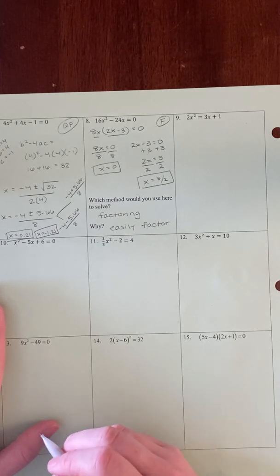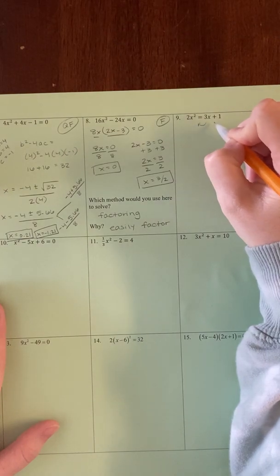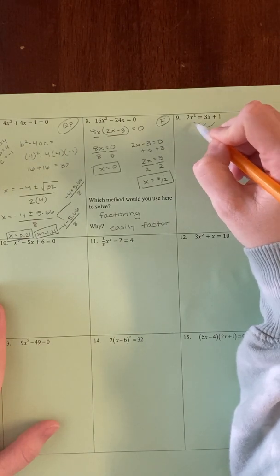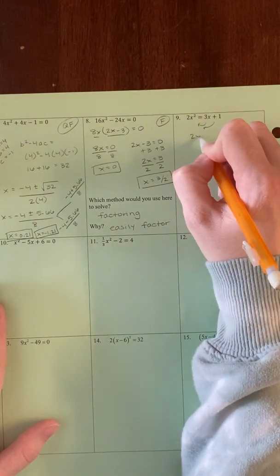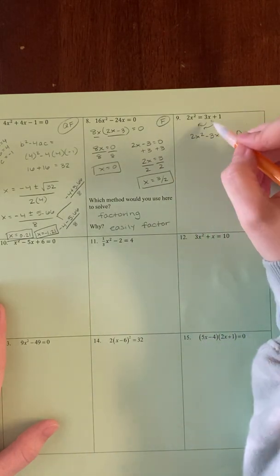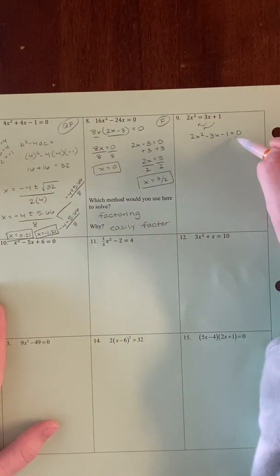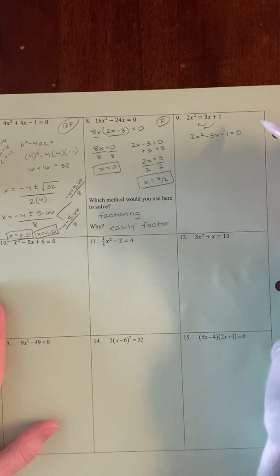Okay, the next problem, first thing I have to do is get it in the correct format. So I need to move this 3x over and the 1 over. So I'm going to subtract them from both sides. And when I do that, I'll now have this. So I move the 3x over by subtracting it. I move the 1 over by subtracting it. And then now I have the correct format equals 0.